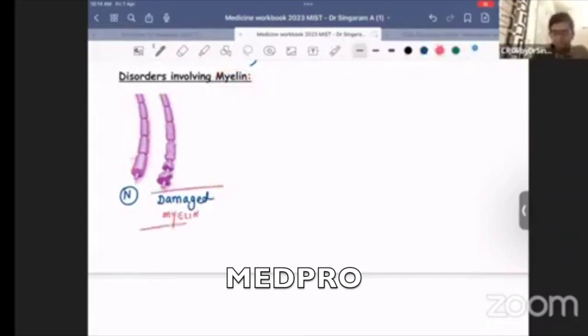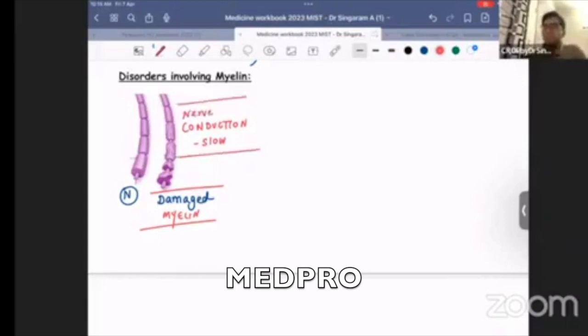Damaged myelin. What is the normal role of the myelin? The normal role of the myelin is that it helps in conduction of nerve impulses. I think all of you know. Myelin helps in the smooth conduction of nerve impulses. So when myelin is damaged, what is going to happen? The conduction of the nerve impulses will become slow. Nerve conduction will become slow. This is the usual problem whenever you talk about a disorder of myelin. The main problem is that nerve conduction gets slowed.